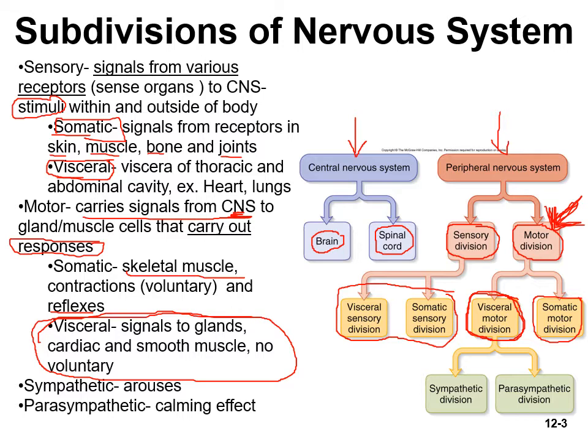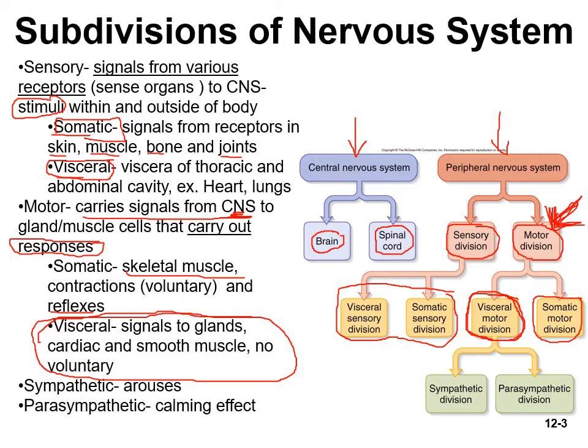Now, one quick thing. In internal responses, so the visceral motor division, it turns out that those responses can either be something that is arousing, so you make it beat faster, you make it respond faster, you increase the secretion, or you slow it down. The heart starts beating slower, your breathing rate starts going slower, you stop the secretion of your enzymes. So everything's halted and kind of calming down. So what we see happening is when you have an arousing effect, we call that the sympathetic division. And when it's calming, that's the parasympathetic division.